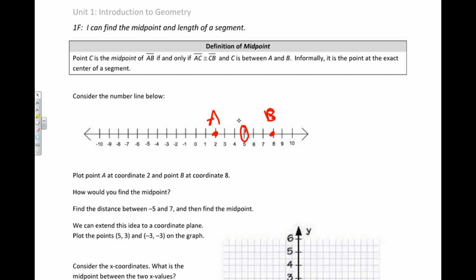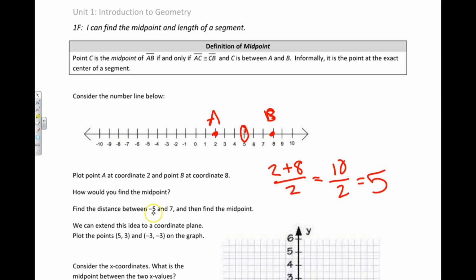But there's a more sophisticated way. The midpoint is really just the average. So if I were to do 2 plus 8 divided by 2, that's 10 over 2, which is 5. So my midpoint is really at the average of my coordinates.